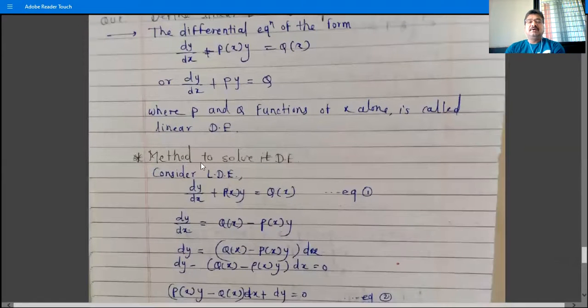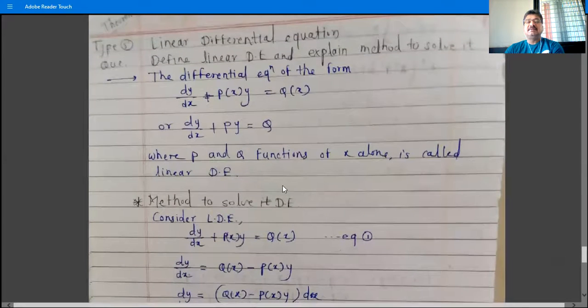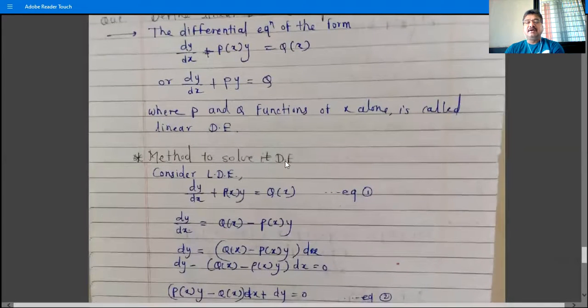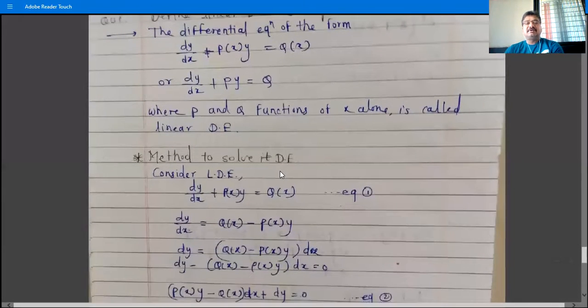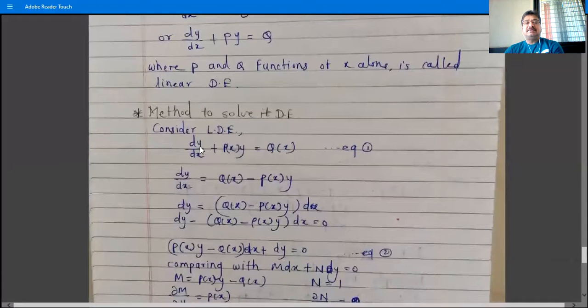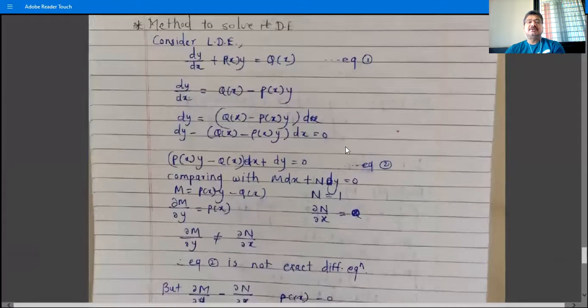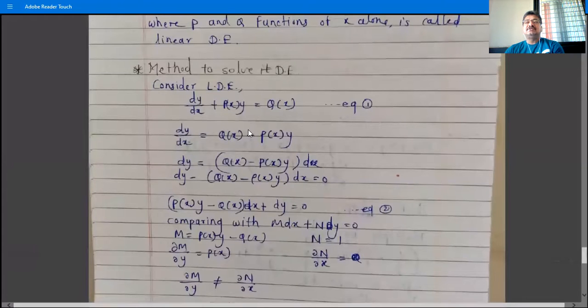Now we have to define the method to solve the linear differential equation. Shortly, a linear differential equation is denoted by LDE. So consider the linear differential equation dy/dx + P(x)y = Q(x). Suppose this is equation number 1. Now we have to solve this differential equation, the method to solve the linear differential equation.